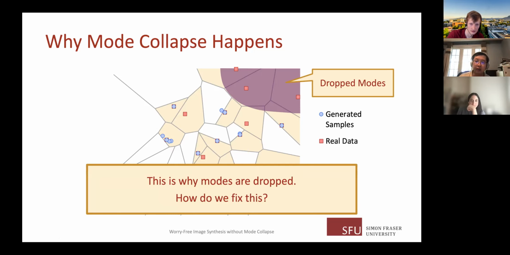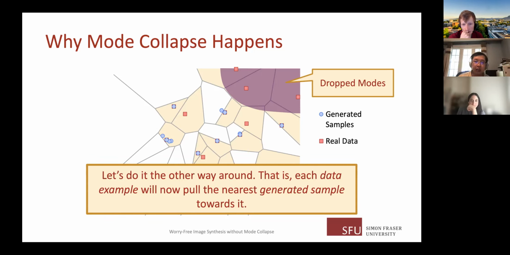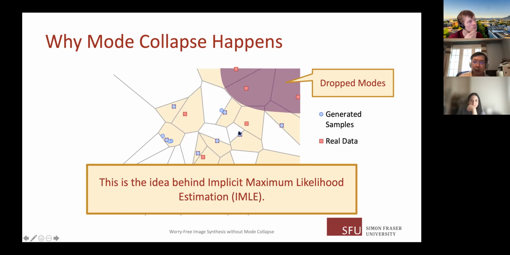So how can we fix this? It's actually simple. We can just swap the direction in which the data and the samples are being matched. We will want every data point to be pulling the nearest sample towards it. That's basically how our method works, and the method is known as implicit maximum likelihood estimation.